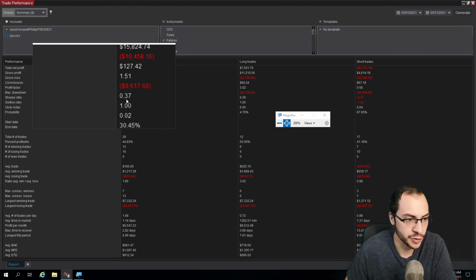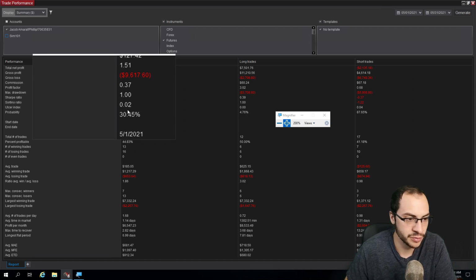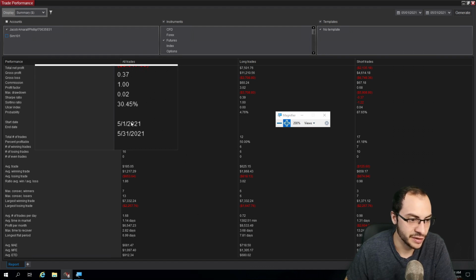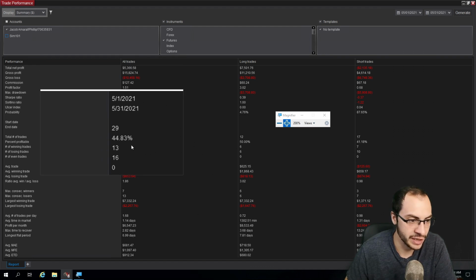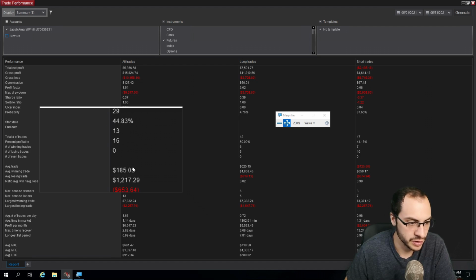A Sharpe ratio of 0.37, which is not that great. Sortino of 1. Ulcer index of 0.02. And a probability of a trade at 30%. So there's the dates. We had a 44% win ratio. 13 winning trades, 16 losing trades, for a total of 29 trades. Let's hop on down here.